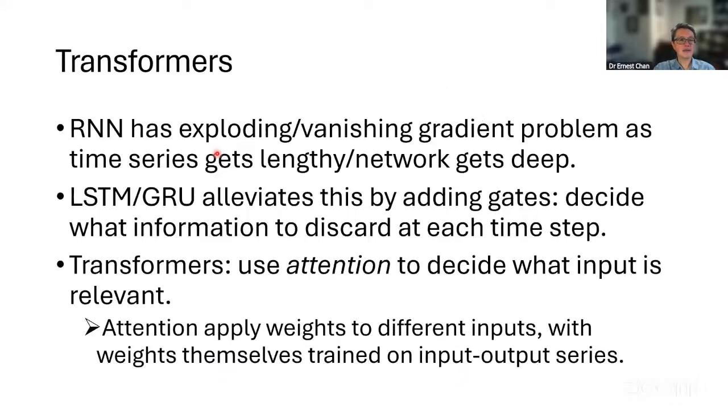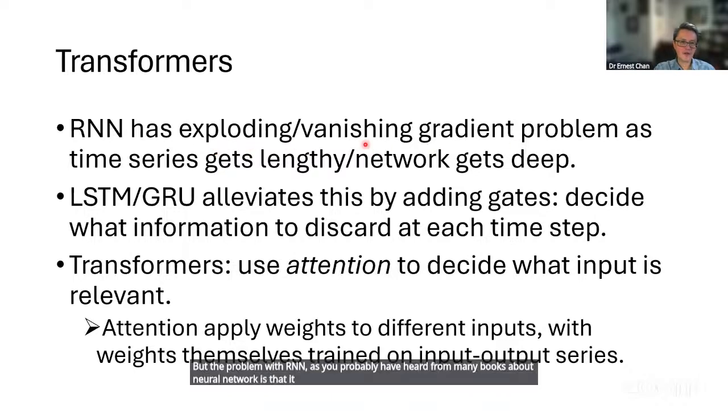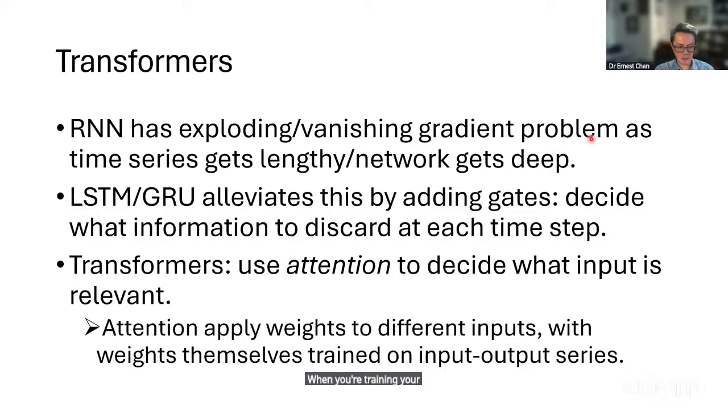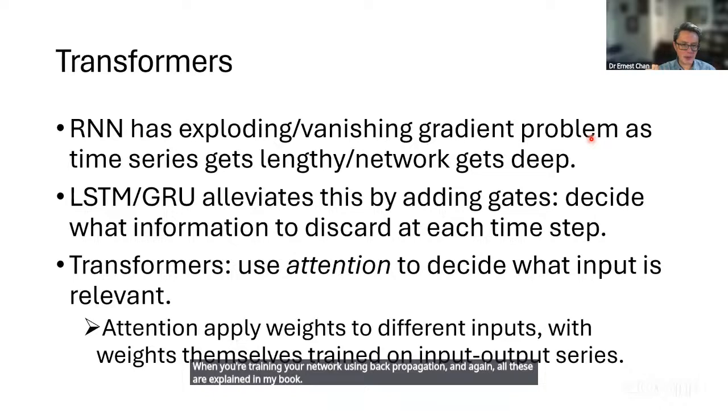But the problem with RNN, as you probably have heard from many books about neural networks, is that it has exploding or vanishing gradient. This happens when you are training the network. When you're training a network using backpropagation, and again, all these are explained in my book, you need to compute a gradient, right? How does a change of the parameters of the model affect the change of the objective function, or the cost function, of this neural network?